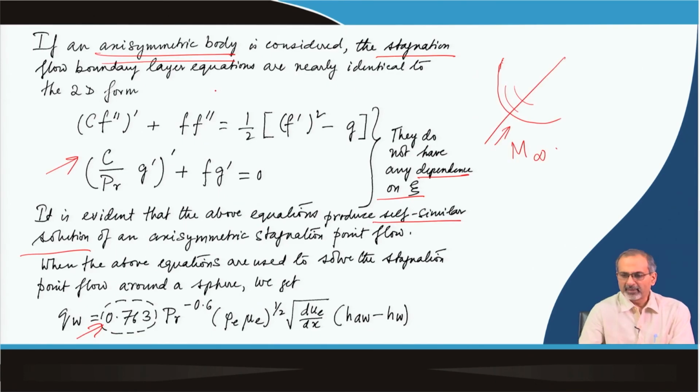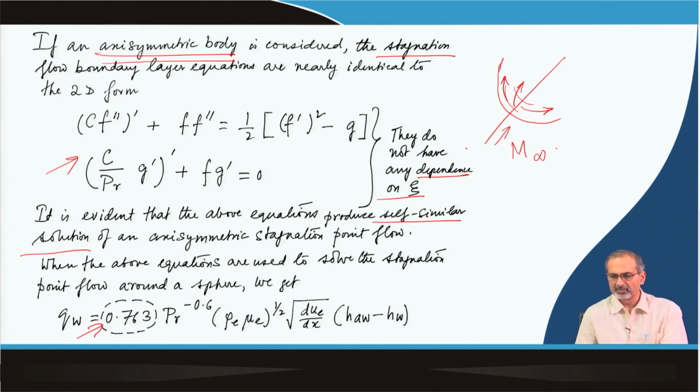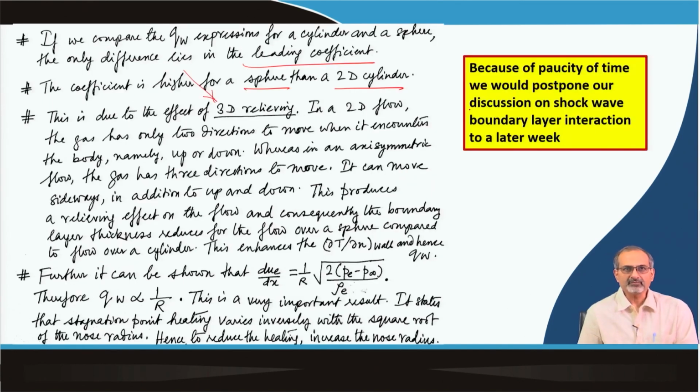So, going back here, you have flow possible along an additional dimension in the case of a sphere. This produces a relieving effect on the flow, and consequently the boundary layer thickness reduces, which would enhance the temperature gradient at the wall, and consequently the Q dot or the QW will increase. So, this is a very important point which we need to take note of.